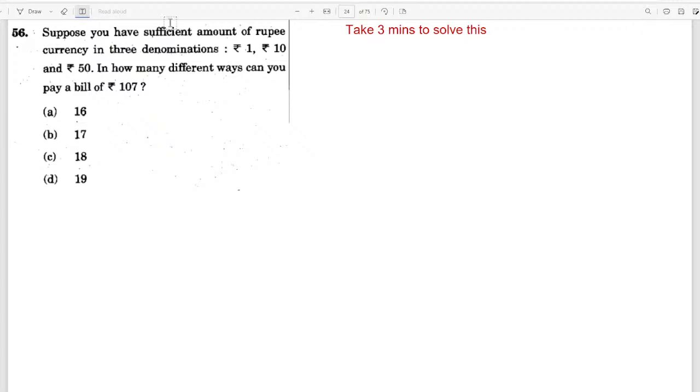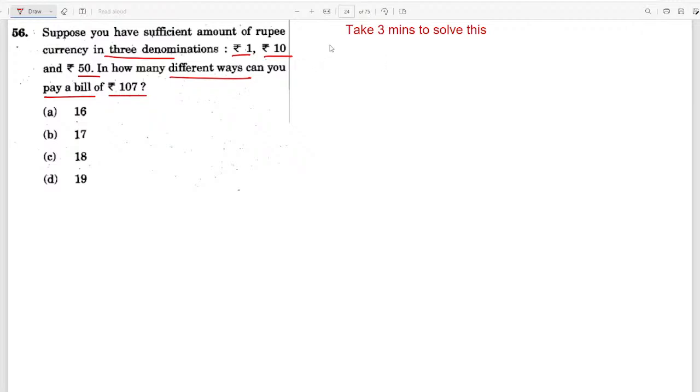So we'll see how to go about this question here. Suppose you have a sufficient amount of rupee currency in three denominations: rupee 1, rupee 10 and 50. You can consider these as notes or coins. You have a sufficient number of 1 rupee coins, 10 rupee coins and 50 rupee coins. Using these denominations, you have to pay a bill of 107. In how many different ways can you pay the bill?